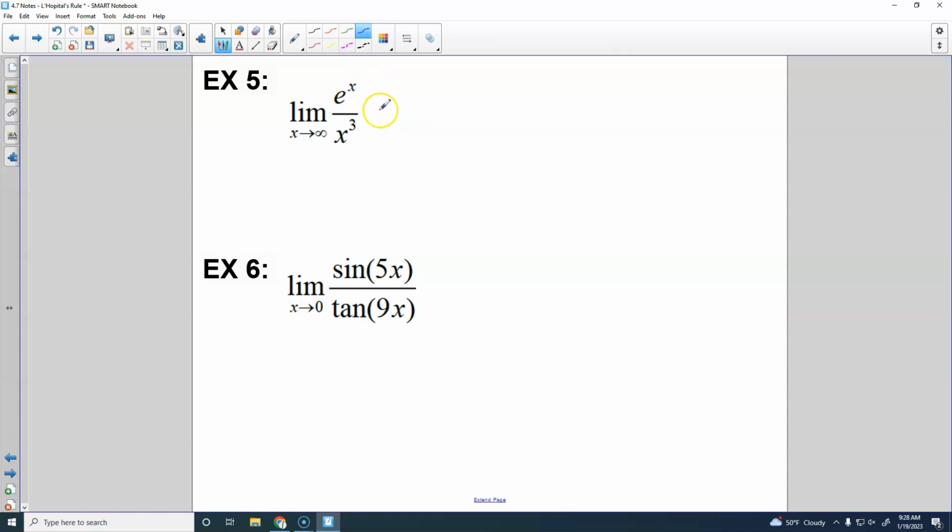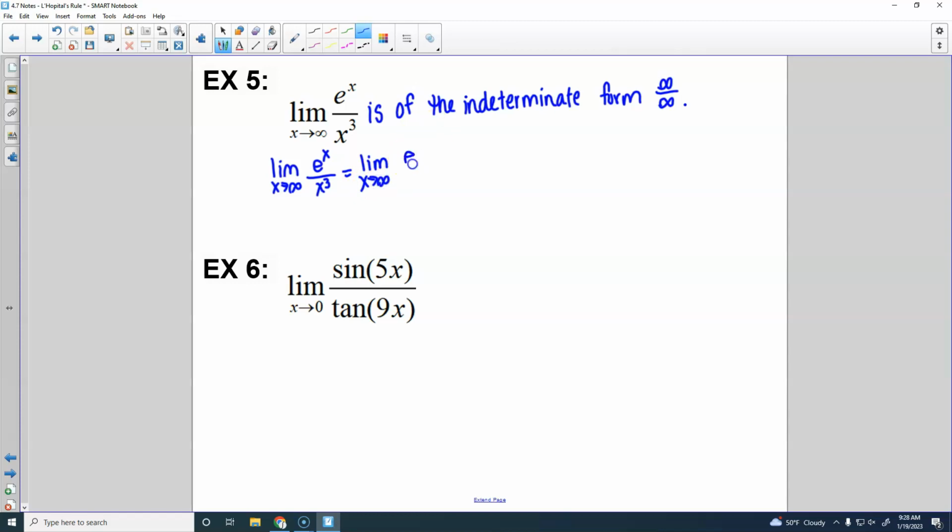But to look at L'Hopital's rule for this, it is of the indeterminate form of infinity over infinity. So the limit as x approaches infinity of e to the x over x to the third is going to equal the limit as x approaches infinity of e to the x, because the derivative of e to the x is just e to the x, over 3x squared.